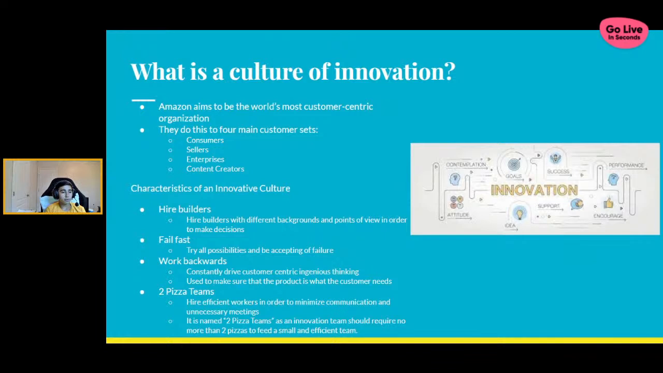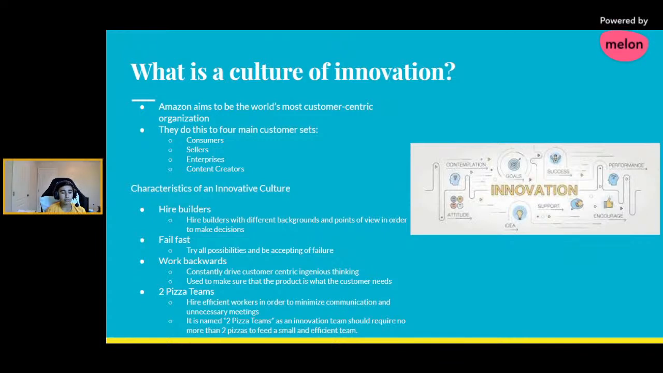And we have four characteristics of an innovative culture which Amazon personally uses. These four are hiring builders, fail fast, work backwards, and two pizza teams. And I'm going to explain these because some of the names are kind of confusing. So, hiring builders. This is where you want to employ people or hire builders with different backgrounds and POVs so you can have different ideas when you're making decisions that go into the creation of your product.